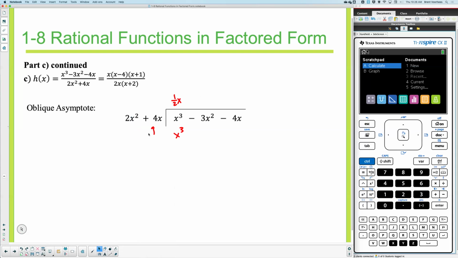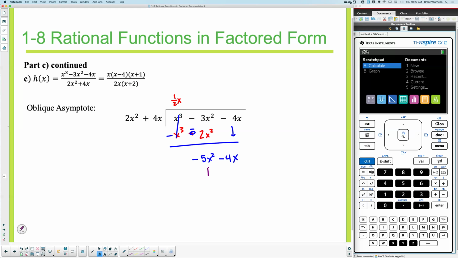And then you would multiply this by half x. What's 4x times half x? What's half of 4? 2, and x times x is x squared. So now, if you remember, you change your signs. That cancels out. This becomes negative 5x squared, and you bring down this next term. Again, this is what 3 lessons from now is all about. And then you would do it again.